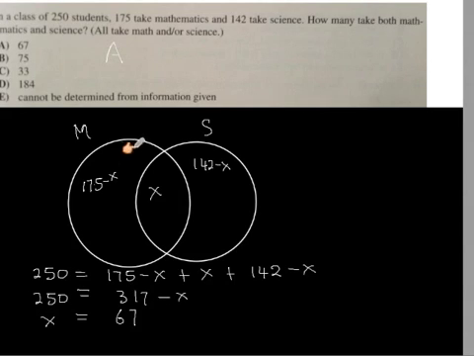Best way to handle this is by a Venn diagram. In a class, there's 250 students altogether. 175 take mathematics, 142 take science. How many take both mathematics and science?